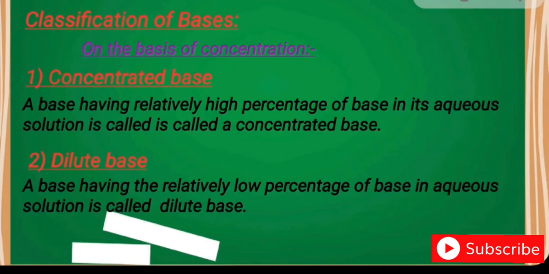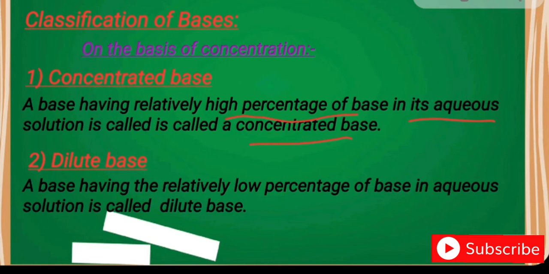What is the basis of the classification? The bases are classified on the basis of different types. On the basis of the concentration, bases are of two types. One is a concentrated base, another is a dilute base. A base having a relatively high percentage of base in its aqueous solution is known as the concentrated base.